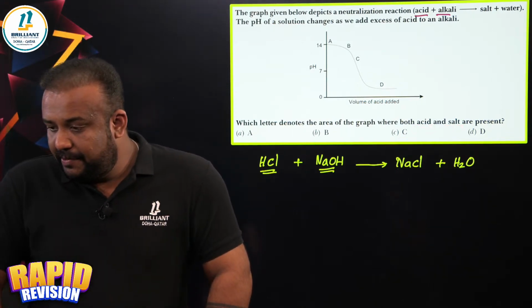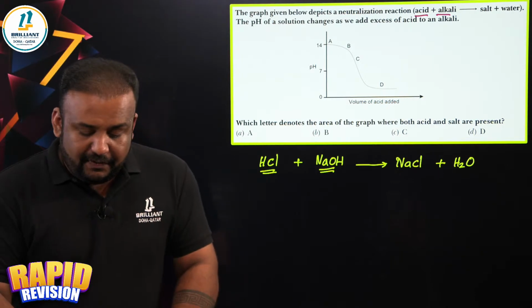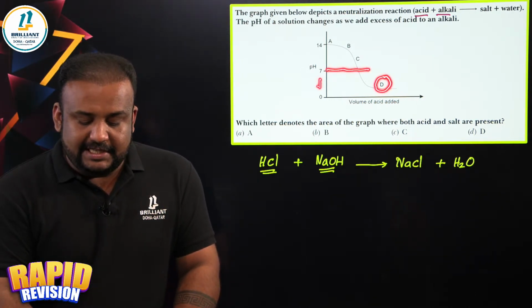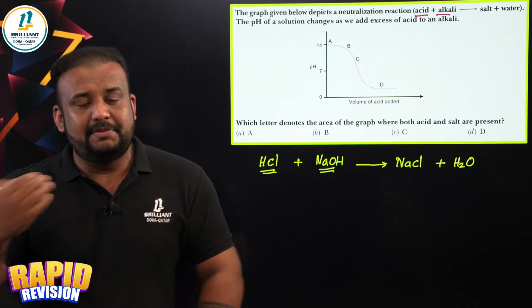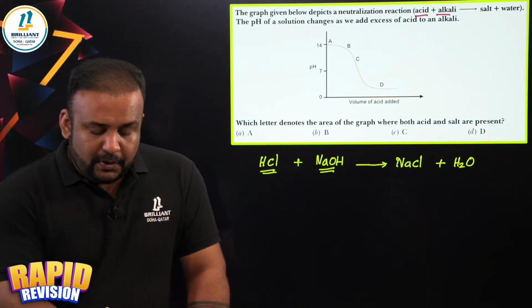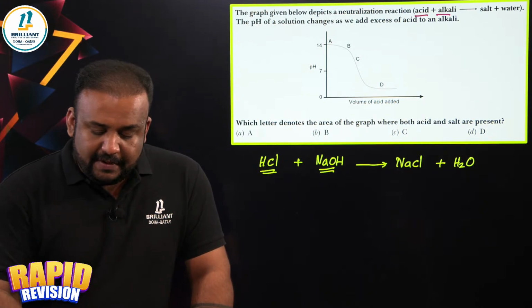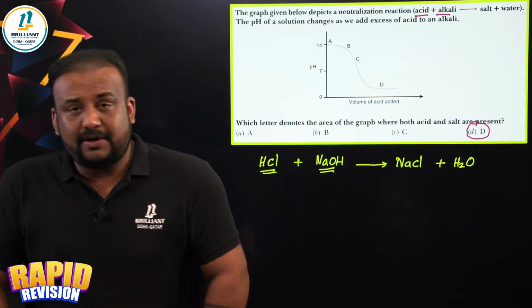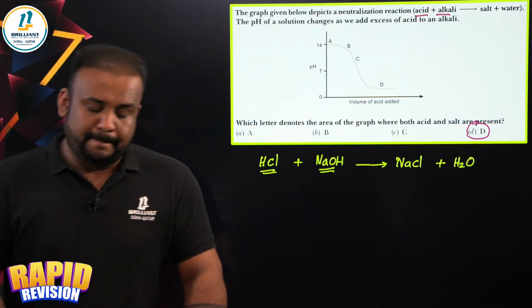Yes, very good, majority of you have given the right answer. It will be the portion D, because that is where the pH is less than 7, which means excess acid is present in that mixture. So the correct answer of this question will be D. I hope this concept is very clear to everyone.